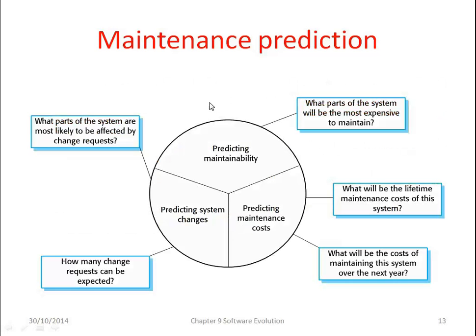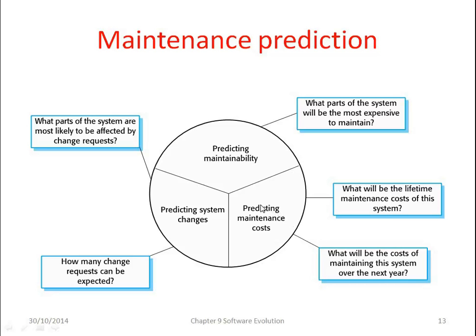In this given diagram, maintenance prediction is shown: predicting system changes, predicting maintainability, predicting maintenance cost. In predicting system changes, you have to ask the question: which parts of the system are most likely to be affected by a change request? How many change requests can be expected? In predicting maintenance cost: what will be the lifetime maintenance cost of the system? What will be the cost of maintaining the system over the next year?